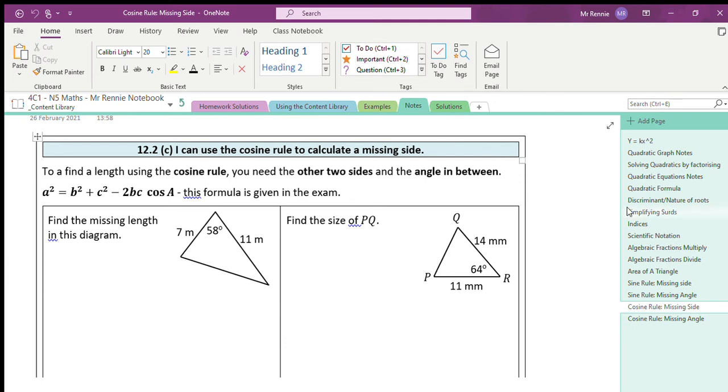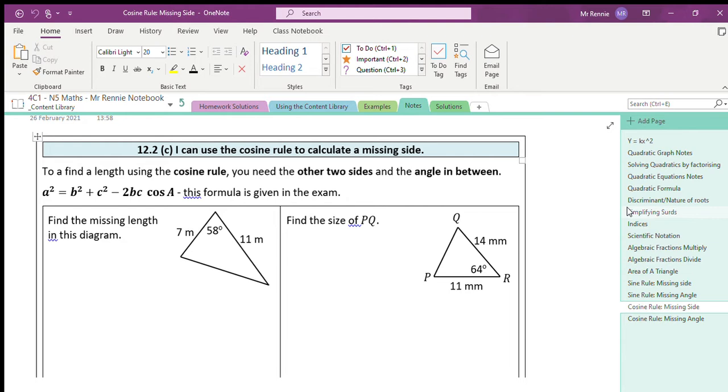Hi there, in this video today we're going to be looking at section 12.2 part C in our notes, which is going to be using the cosine rule, which will help us calculate a missing side. We said earlier that the sine rule helps us work out a missing side as well, under specific situations, and the cosine rule is another rule we're going to look at that can help us work out a missing side too.